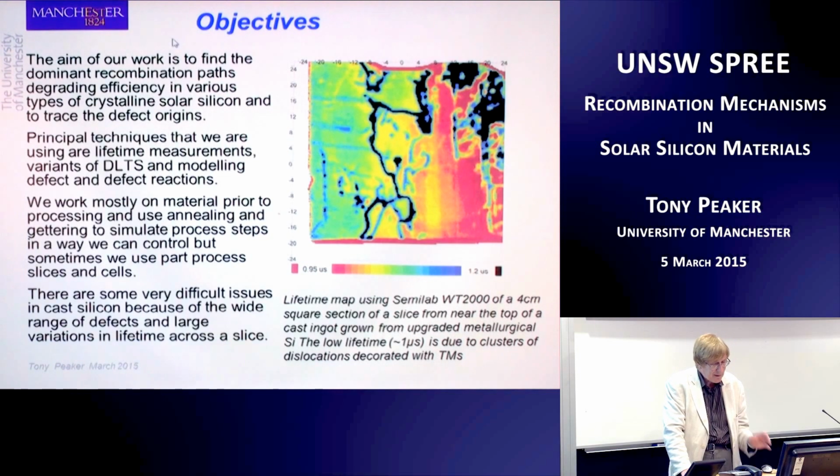Cast silicon, this works very well with almost everything but cast silicon. Cast silicon is a nightmare because it has so many different defects in it. And you have variations through the depth of the ingot, between the center and the edges, and over the area of the slice there are a lot of different types of recombination going on. So you see enormous variations in lifetime across the slice. So this is a pretty disaster slice.